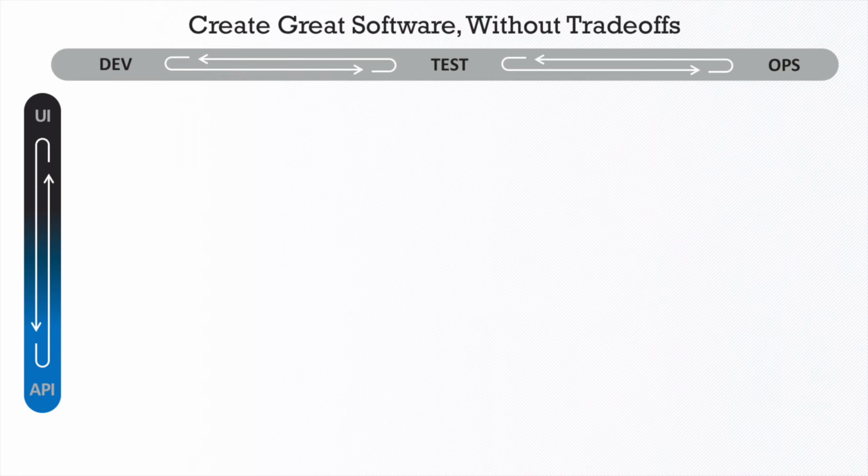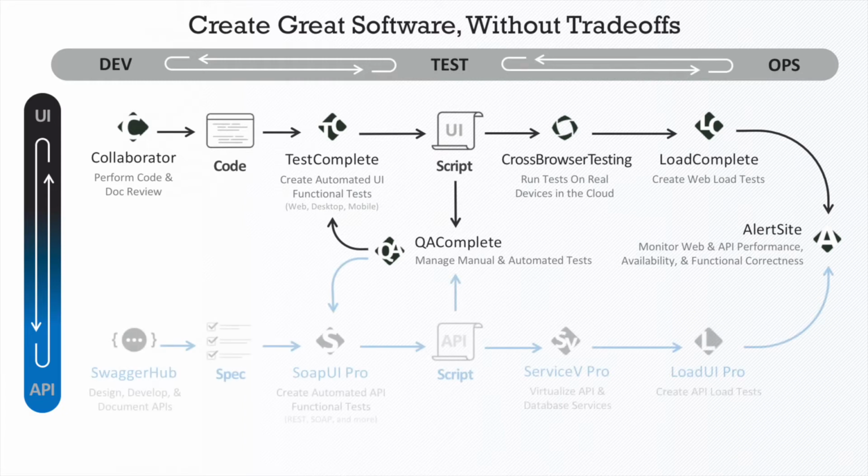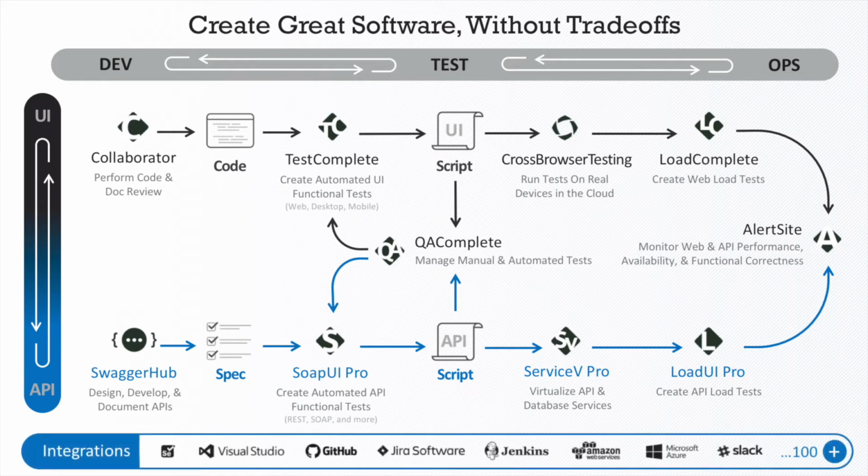We're going to take a quick look at our product portfolio just to give you a sense of what I was talking about. We've got Collaborator, which we're going to talk about and show a little bit today. We have TestComplete for automated UI testing and cross-browser testing. You can see what your code looks like on multiple devices. AlertSite for monitoring. We also have a suite of API products from SwaggerHub to SoapUI Pro, and then also virtualization with our tool ServiceV. And integrations are really important. We're going to maybe talk a little bit about that today. But it's very important that the tools that you're using tie into whatever your existing toolkit is.